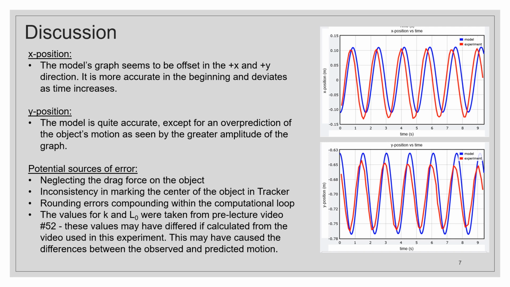These deviations are likely due to these potential sources of error: neglecting the drag force on the object, inconsistency in marking the center of the object in tracker, rounding errors compounding within the computational loop, and the fact that the values for K and L0 were taken from pre-lecture video 52. These values may have differed if calculated from the video used in this experiment, and this may have caused the differences between the observed and predicted motion.